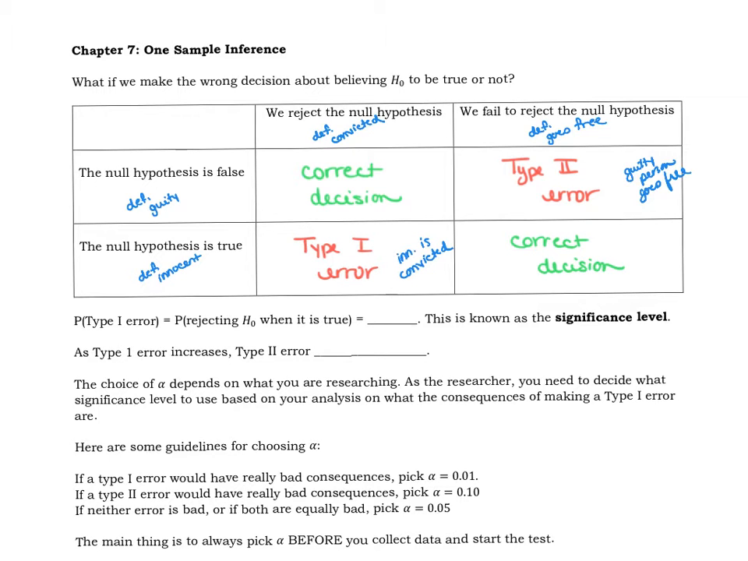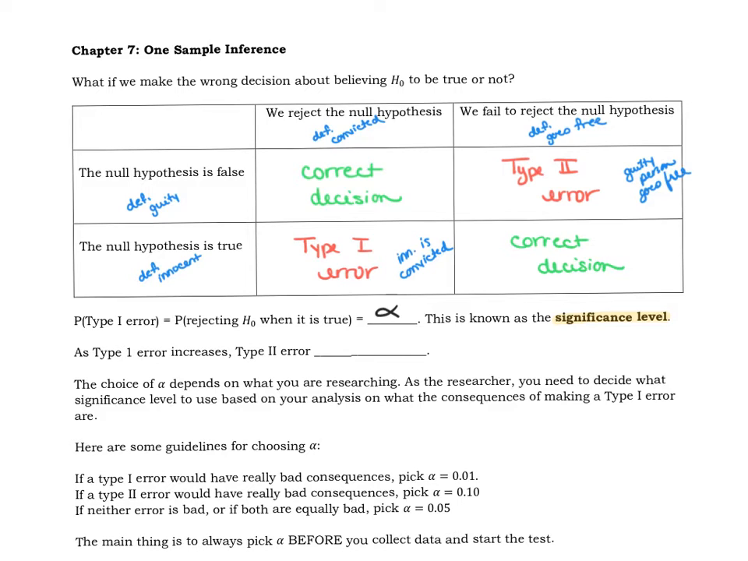So the probability of making a type 1 error is the probability of rejecting the null hypothesis when it's true. Okay, so you decide that something is different when it's really not changed. That symbol is alpha, okay, a little fish there. And that is what is known as the significance level. And we are going to be using that term significance level and the symbol alpha for the rest of chapter 7 and chapter 8.